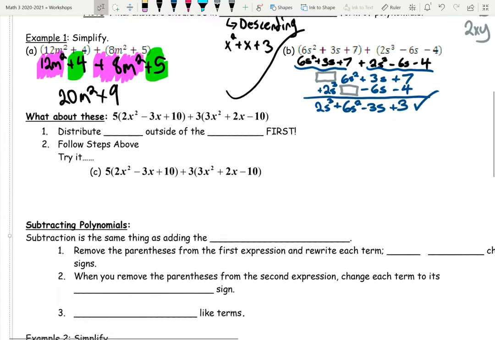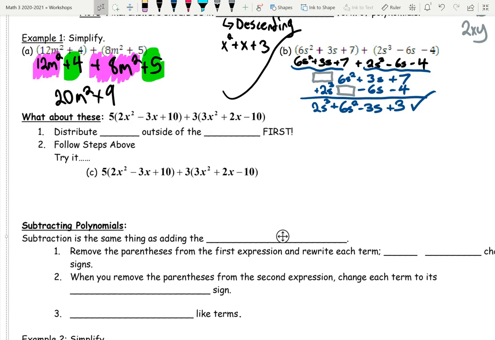So where we left off, we're going to have to multiply now. We're going to have to distribute, and you should have some training where you automatically multiply this 5 to every single term inside of here. What we're going to distribute is the coefficient, the fancy word for the 5, which is outside of the parentheses. And that's what we're going to do first.